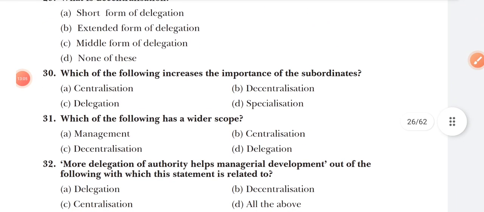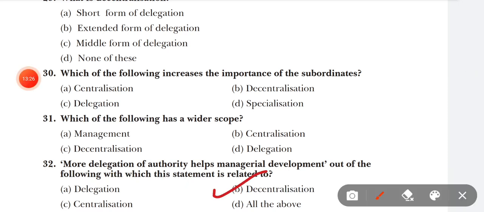Question 32. More delegation of authority helps managerial development. Out of the following, with which is this statement related? Option A, delegation. Option B, decentralization. Option C, centralization. Or option D, all of the above. And the correct option of this question is option B, decentralization.